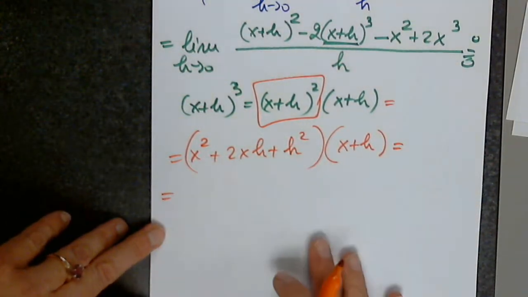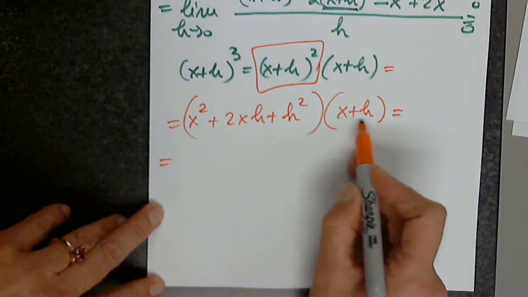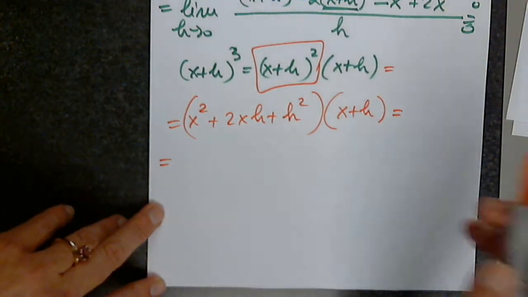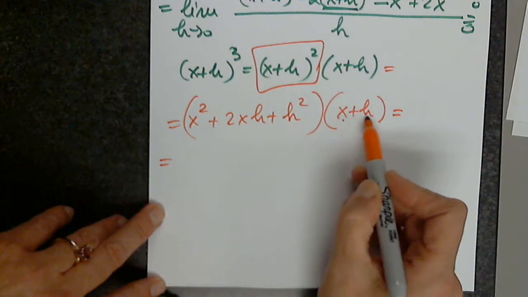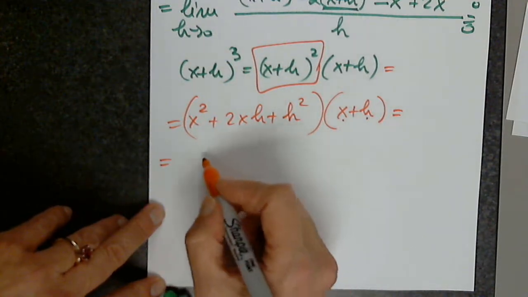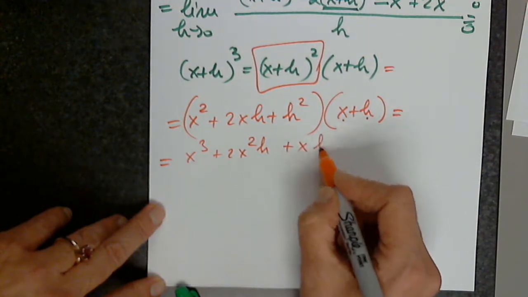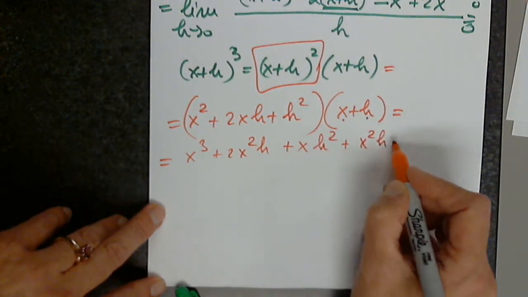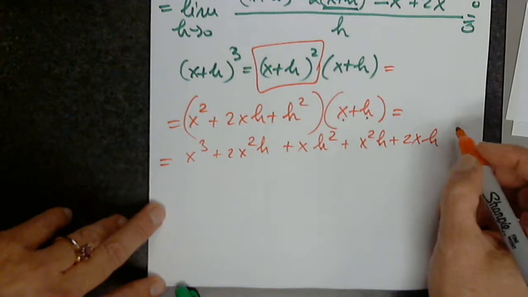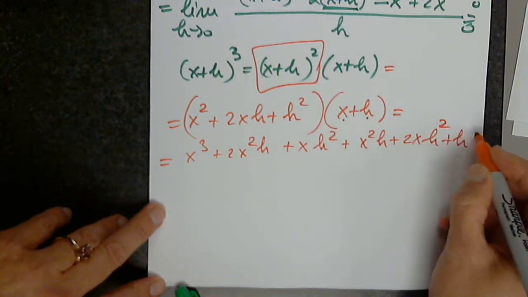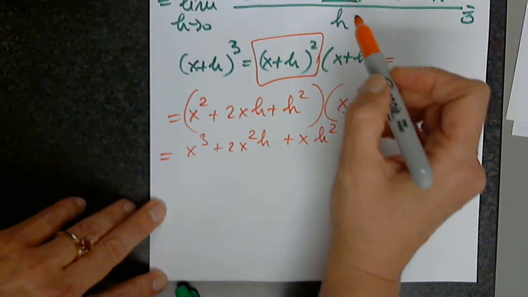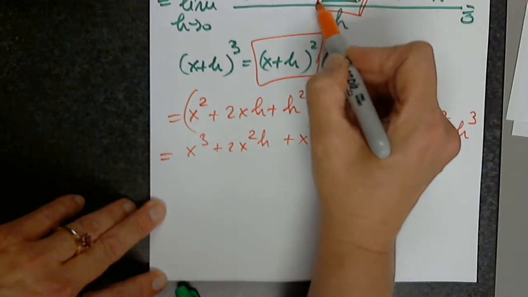So now I will continue distributing. Since I start here with 2 terms, you can do whatever you want, but I will distribute this to these 3 and then h to these 3. So x cubed plus 2x squared h plus x h squared plus x squared h plus 2x h squared plus h cubed. So now this is this piece.